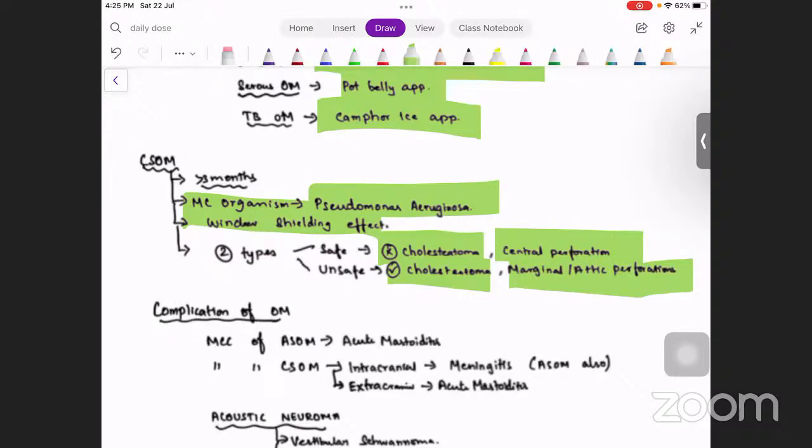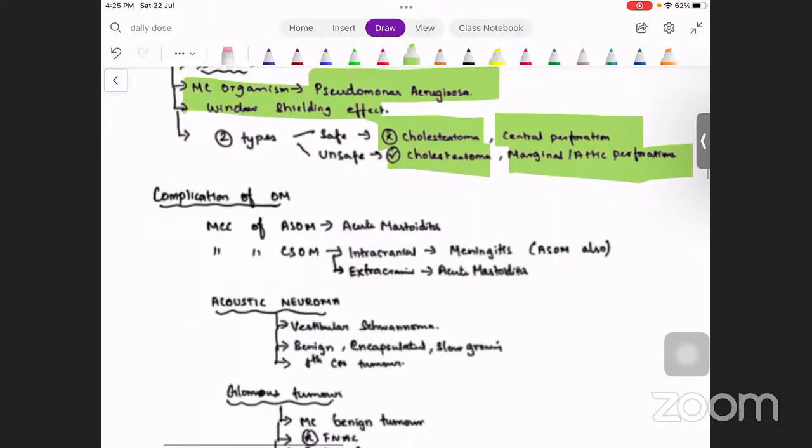Okay, unsafe variety is seen in the marginal or attic perforations of your CSOM, and you may see the cholesteatoma in the case of unsafe, while in the case of safe, there is a lack of cholesteatoma and a central perforation. Then complication of otitis media, most common cause of ASOM is acute mastoiditis.